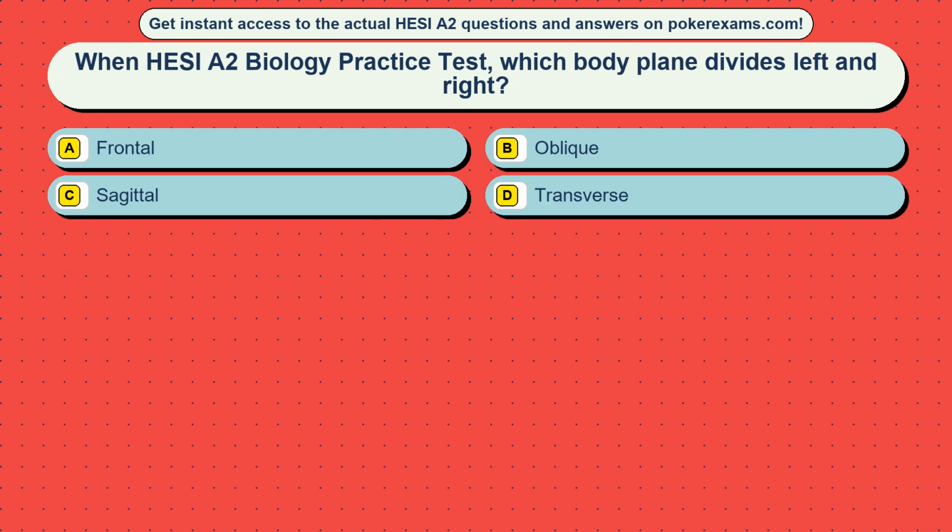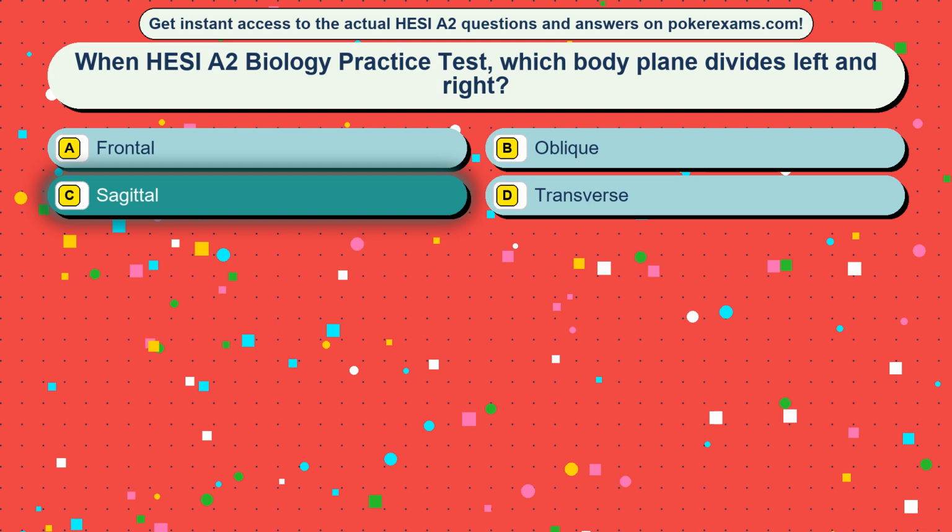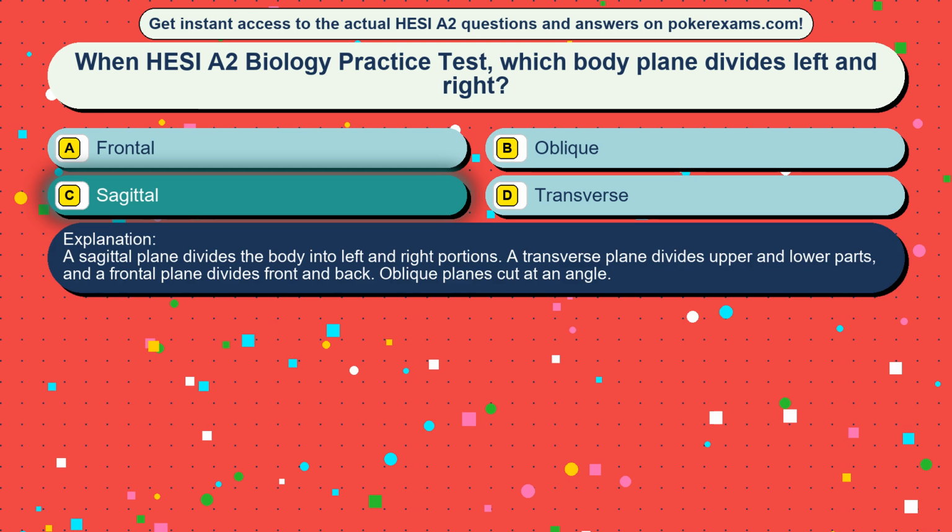Question 19. When HESI A2 Biology practice test, which body plane divides left and right? Option A frontal, option B oblique, option C sagittal, option D transverse. The correct answer is option C, sagittal. A sagittal plane divides the body into left and right portions. A transverse plane divides upper and lower parts, and a frontal plane divides front and back. Oblique planes cut at an angle.